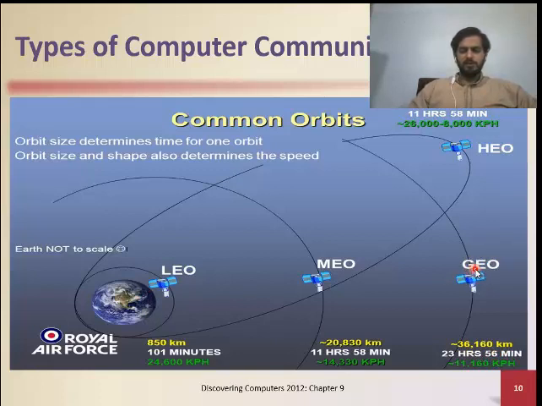Why is it called a geostationary satellite? Because it is stationary with respect to the Earth. That is the reason it's called a geostationary satellite. Above all of these three, we have one more orbit, the high Earth orbit, which varies approximately from 800 to 40,000 kilometers depending on the type of communication. So we have 4 orbits available.